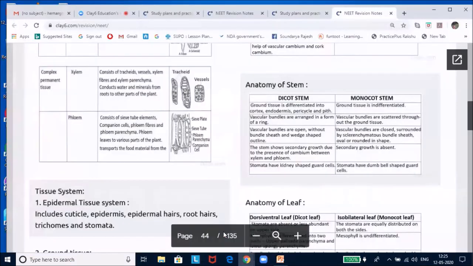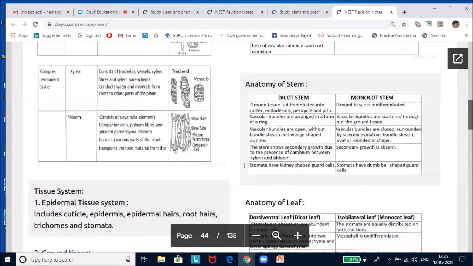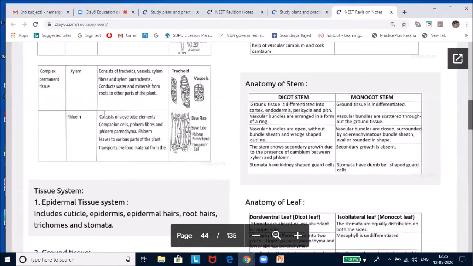Okay, now I come back to phloem. So here we are looking at the phloem. You know, phloem is the food conducting tissue and it is made up of sieve tube elements, companion cells, phloem fibers and phloem parenchyma. Now this is the structure of a phloem cell. Now let me describe to you each and every element in it.